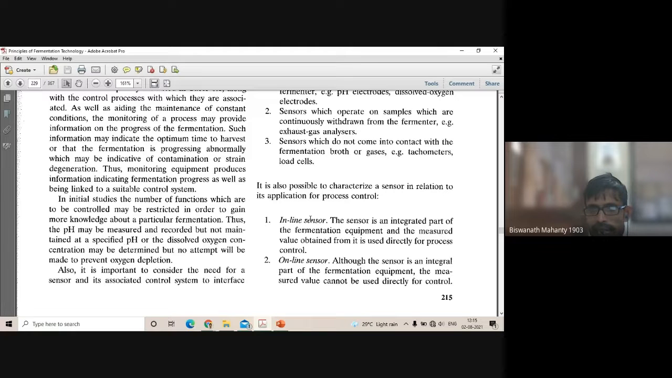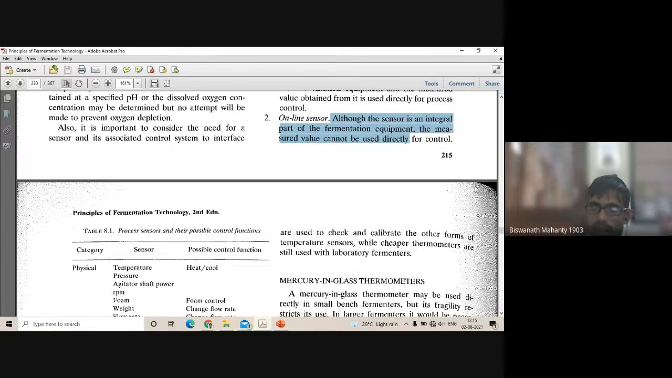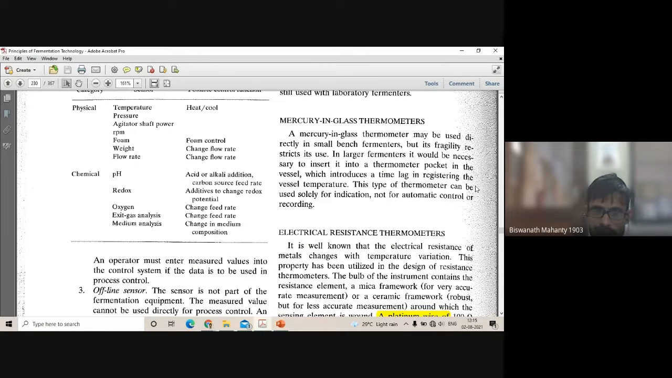Inline is a sensor that is an integrated part of the fermentation equipment, and the measured value obtained is directly used in the process control. So when I'm going to have this exhaust gas connection, we can go for that. Online means although the sensor is an integral part, the measured value cannot be used directly for control. You cannot really have everything in your hand.